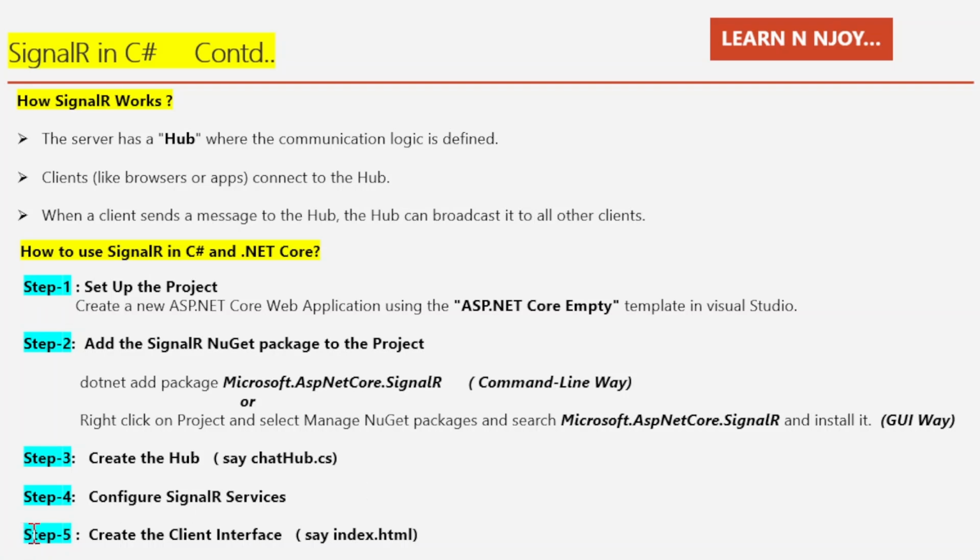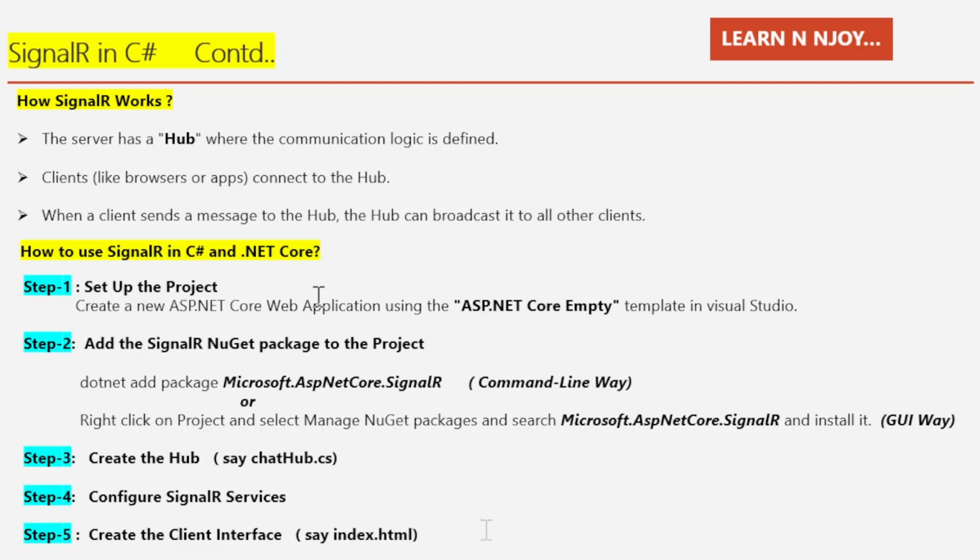Then last but not least, we have step number 5, create the client interface. Here we just need to build the user interface. Let's say I have created index.html. In this index.html, we just need to write the code to connect and interact with the SignalR hub.